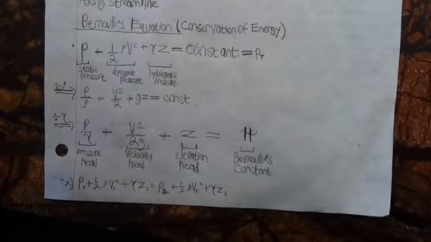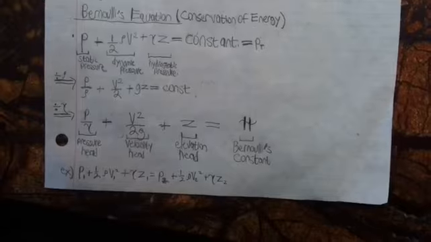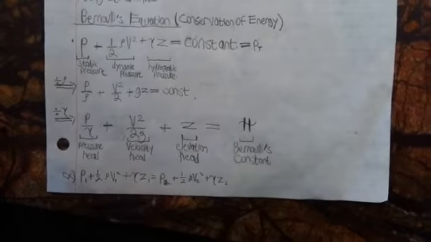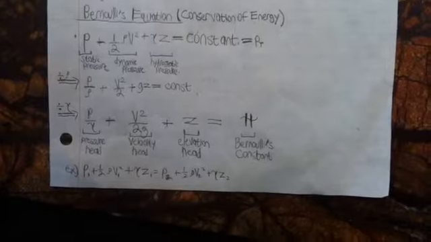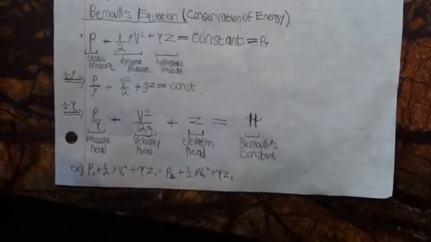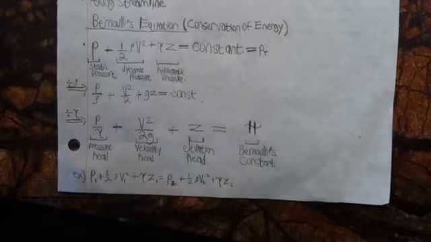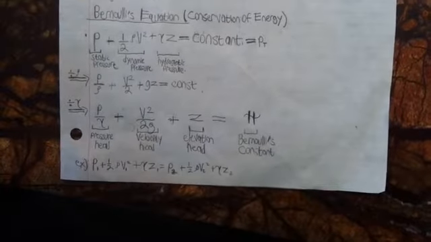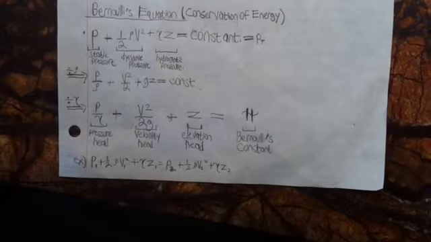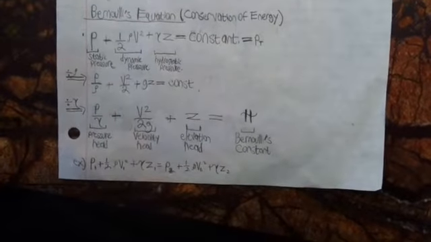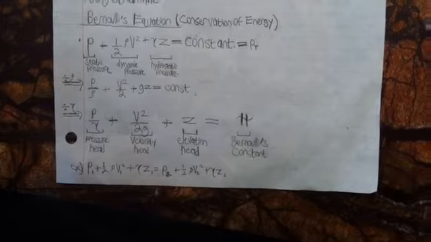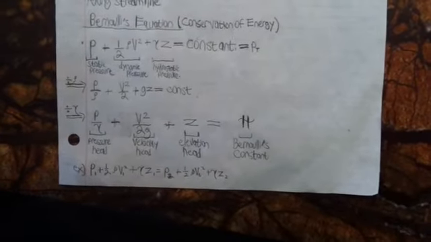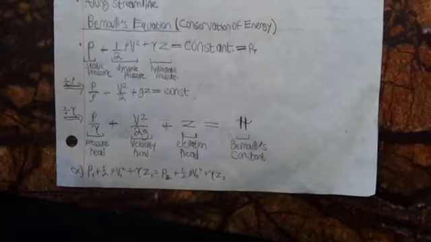P is the static pressure at the point. If the fluid was not flowing at all, this would be the pressure measured by a manometer. Plus 1/2 rho V squared, which is 1/2 times the density times the velocity squared, and this is known as the dynamic pressure. So this is the pressure due to the fluid flowing throughout the flow field. Plus gamma Z, which is the specific weight times the elevation, and this is known as the hydrostatic pressure. And again, this is equal to a constant, also known as the total pressure.